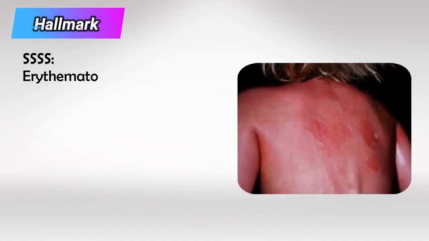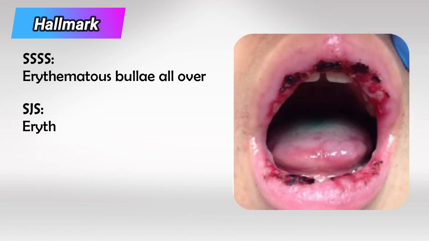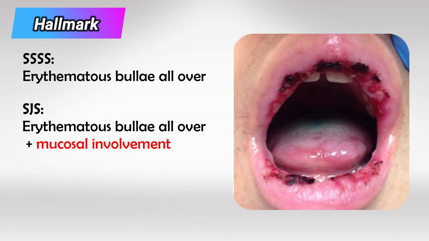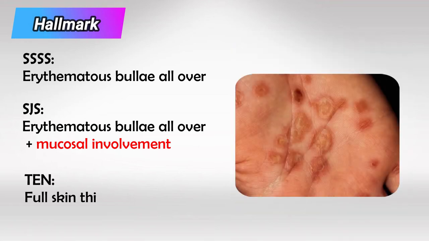Staph syndrome presents with erythema and bulla all over the body. This bulla contains clear fluid, which is sterile, and it frequently ruptures. It does not involve the mucosal membranes, like the inner lining of the mouth. Stevens-Johnson also has bulla all over the body, but it very commonly involves the mucosal membranes, like the inner side of the mouth. Toxic epidermal necrolysis is distinguished by the full thickness separation of the skin, and that's why it's called epidermal necrolysis.